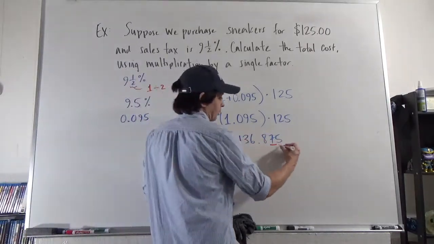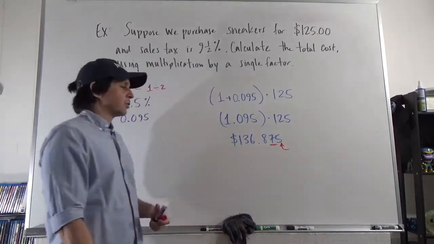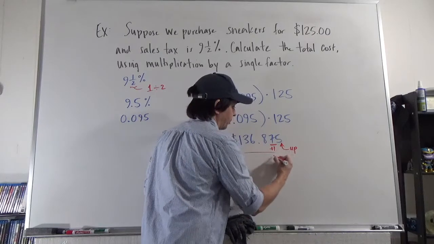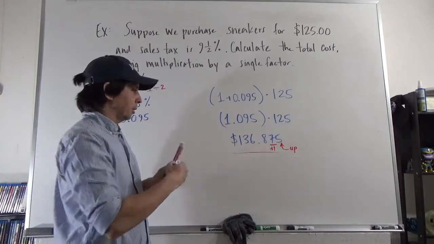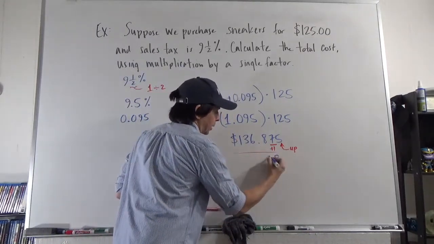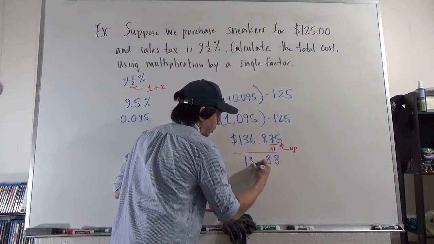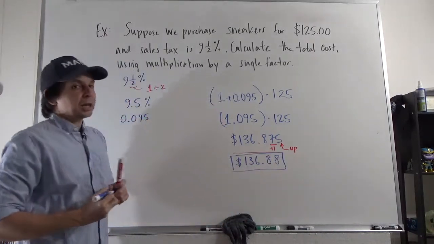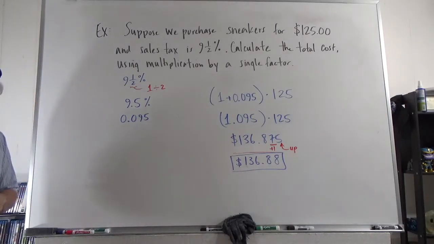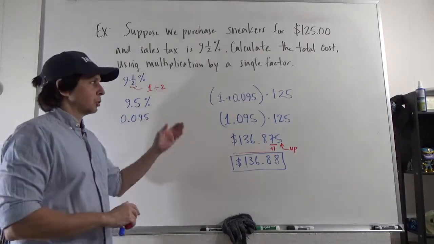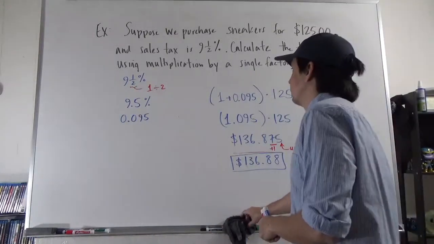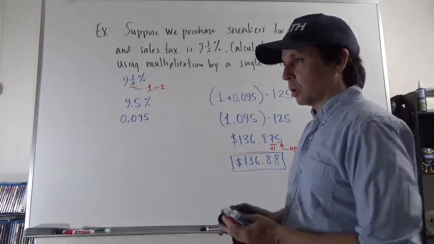I'm going to underline the 7. I'm going to round at the 7. The digit to the right tells me I'm going to round up. I'm going to add 1. It's going to become 8. That 8's not affected. Neither is the 136. So it ends up rounding up to 136.88. And that's the total cost, including tax, in one step using a single factor based on our percent increase concept. Okay, let me do another one.